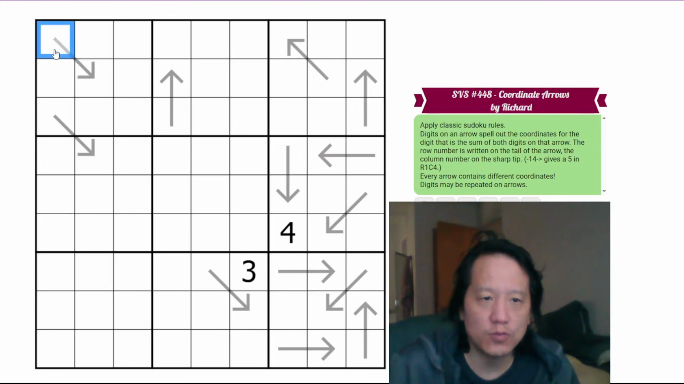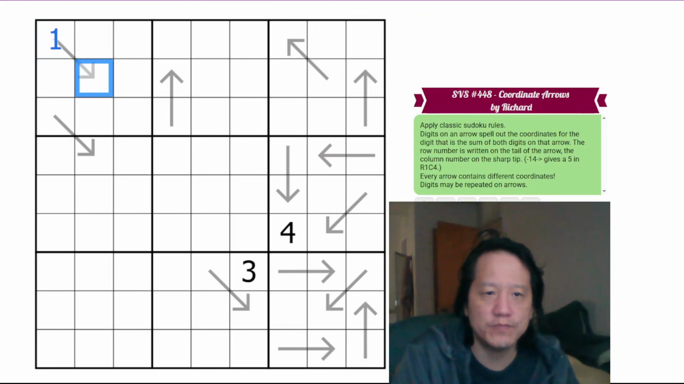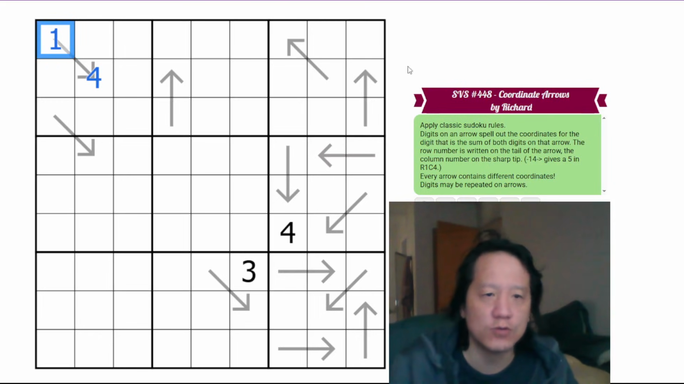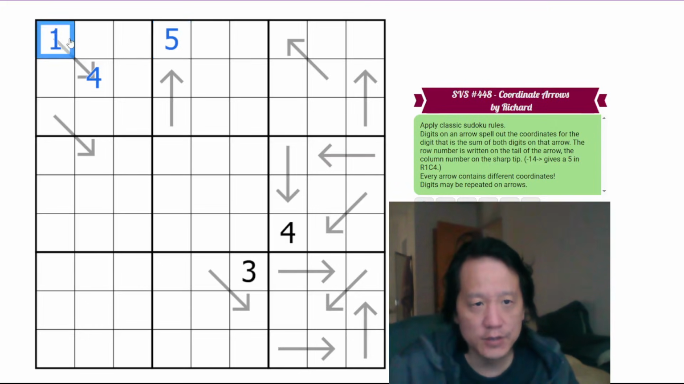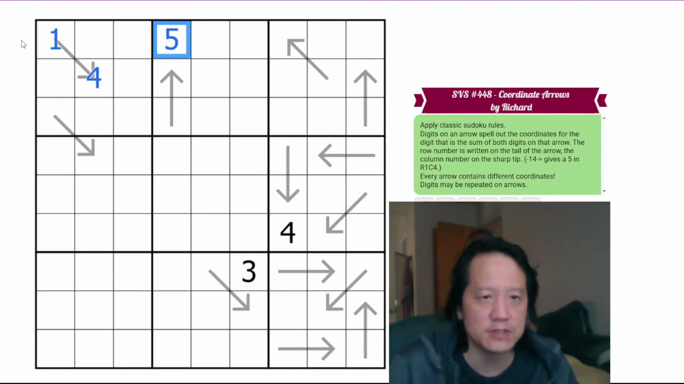For example, 1 and 4 gives a 5 in row 1, column 4. So that would be 5, right? Because this is the row, so in row 1, this is the column. In column 4, we have to have something that must be the sum of these two digits along the arrow, which is 5. 1 plus 4 is 5.